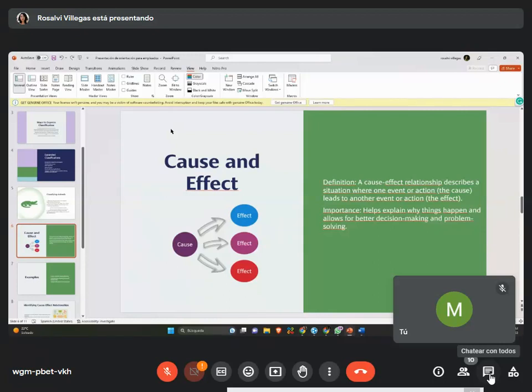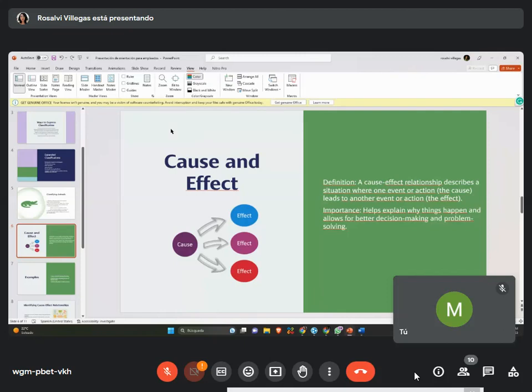Basically, a cause and effect relationship is used to describe a situation where one event or action, known as the cause, leads to another event or action, the effect. So a cause and effect relationship shows us a relationship between two factors, two situations, where one makes the other happen.